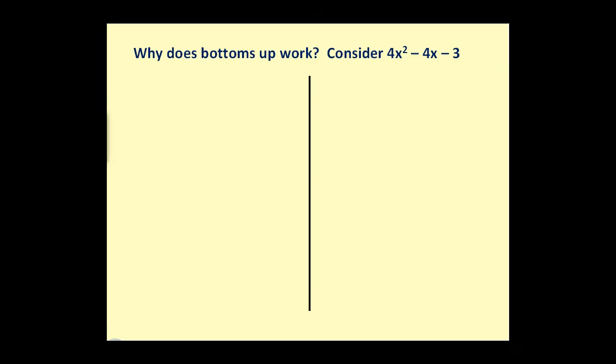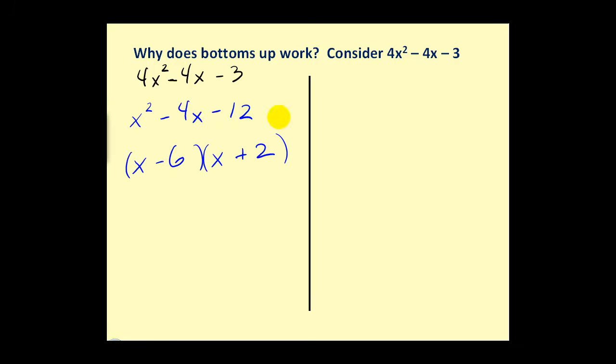Let's take a moment and see why this actually does work. Let's first start by solving this using the bottoms up method, and then we'll compare it to another technique and see why it is the same. So if we were going to use bottoms up for this problem, we would change this to x squared minus 4x. A times c would be negative 12. Factor this as we normally do. The factors of negative 12 that add to negative 4, that would be minus 6 plus 2.